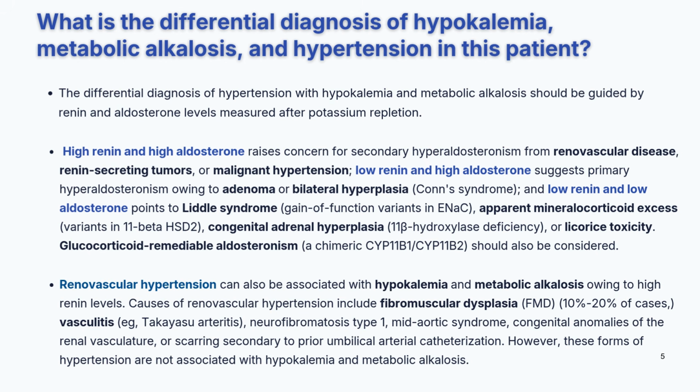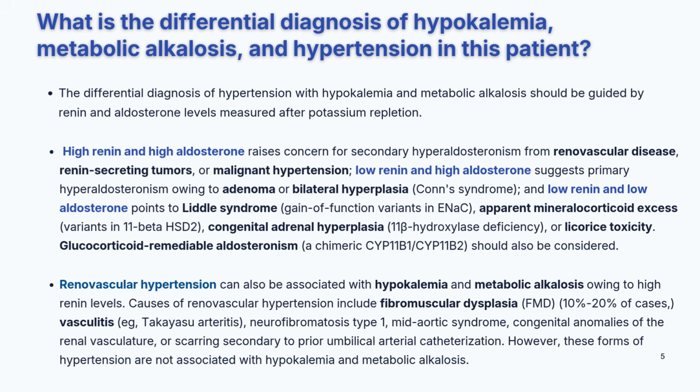If you get high renin and high aldosterone, your mind should immediately go towards conditions that rev up the renin pathway: renovascular disease, renin secreting tumors, or malignant hypertension. This is classic secondary hyperaldosteronism. If you find low renin and high aldosterone, that's primary hyperaldosteronism, most commonly an adrenal adenoma or bilateral hyperplasia.